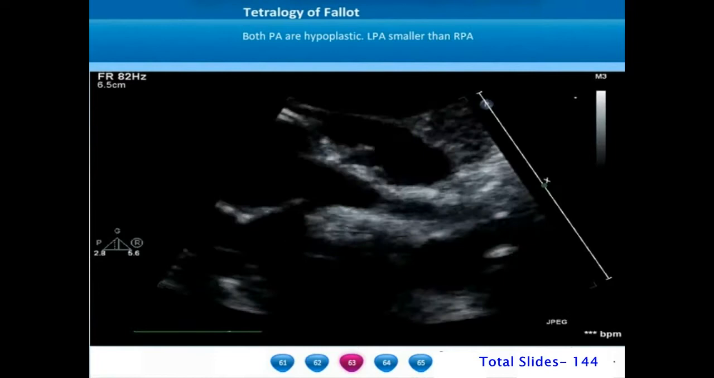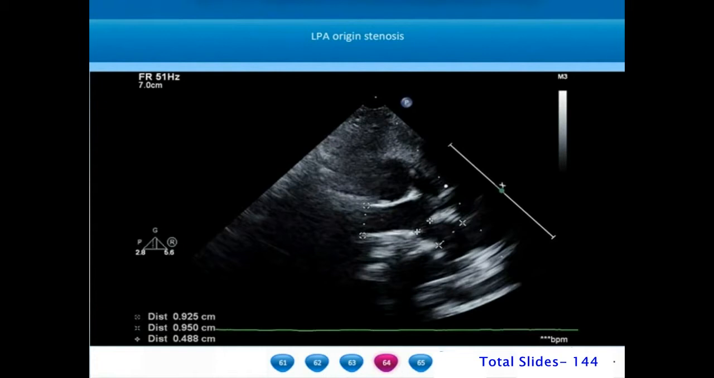The left pulmonary artery is more hypoplastic than the right in many patients with tetralogy of Fallot. The origin of the left pulmonary artery gets stenosed due to extension of the tissues from the patent ductus arteriosus. In the postnatal period, as the ductus closes, the ductal tissues that extend into the left pulmonary artery origin also go into fibrosis and cicatrization, resulting in left pulmonary artery origin narrowing.